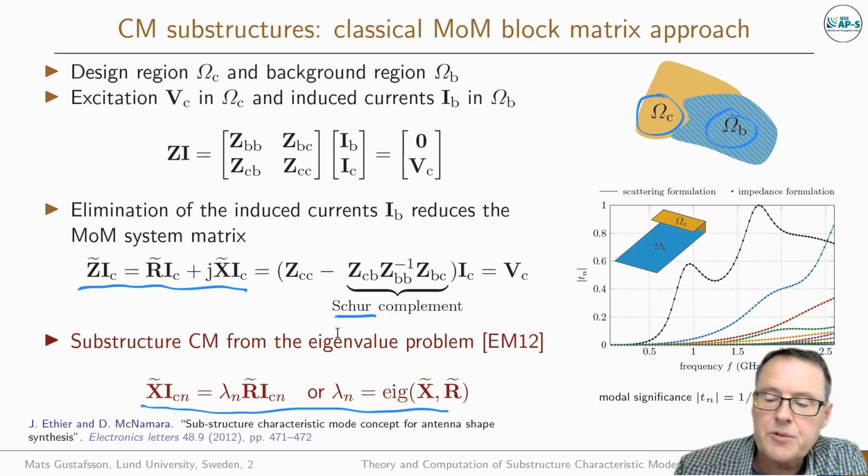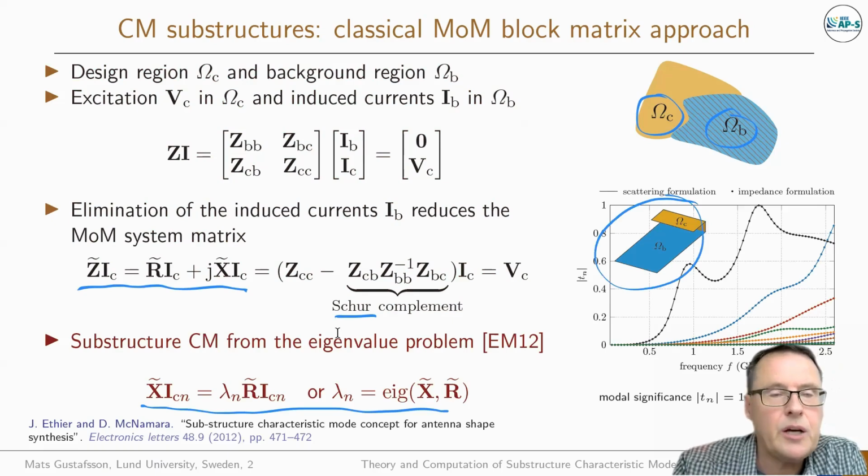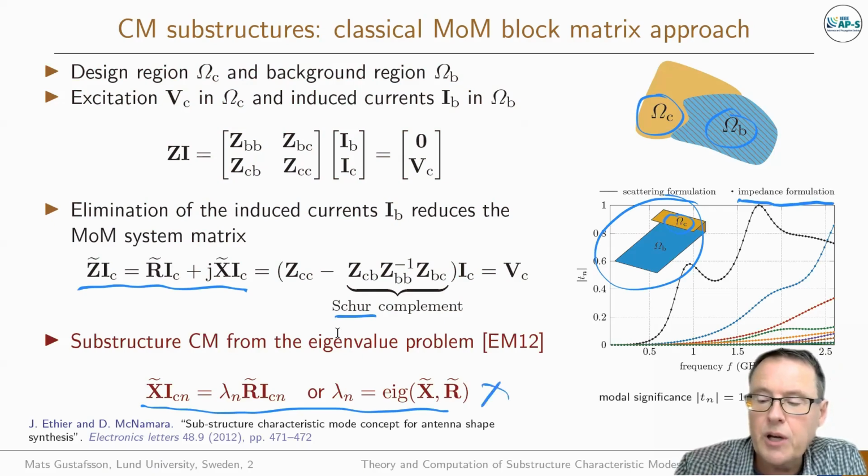One example is illustrated to the right here with a simple model with the ground plane as a background and a region here as a substructure. And here you can see the modal significance plotted. The dots come from this impedance formulation that we had here, and the lines from the scattering formulation that I will present next. And as you can see, they produce the same results for these cases.